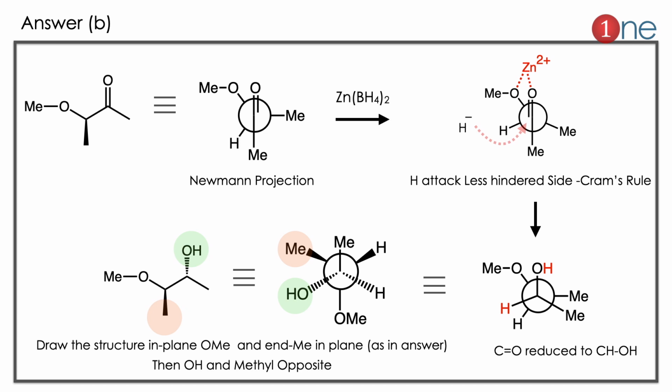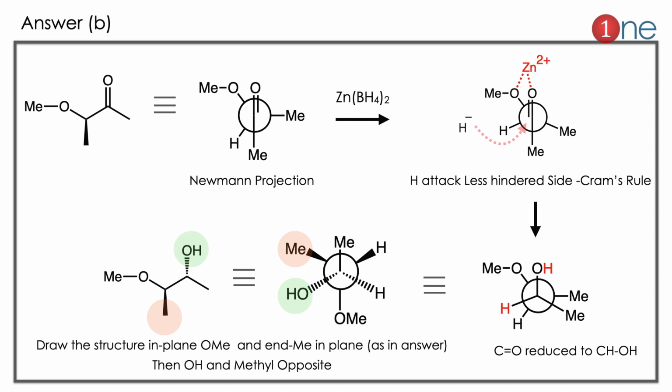Here we have to use Cram's rule, meaning hydride attacks from the less hindered side. So the less hindered side is between hydrogen and methyl. Hydrogen is the smaller one, methyl is the medium one. So the attack happens. The hydrogen forms in a similar way on the backside. C=O is reduced to CHOH here.